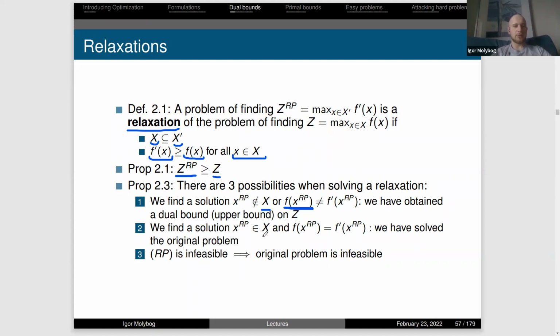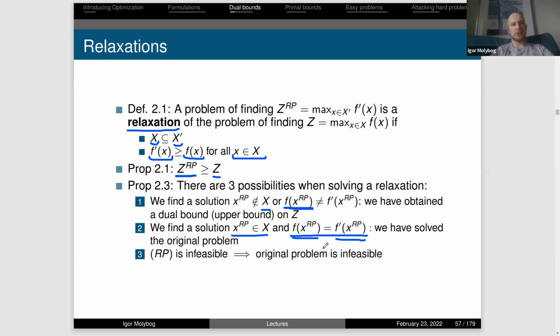And it's also possible that after solving the relaxation, you found something that belongs to the original set, and the value of the objective function for the relaxation coincides with the value of the original objective function. Then you can conclude that you have solved the problem. This is a very important tool to know, because it works the same way the other way around.